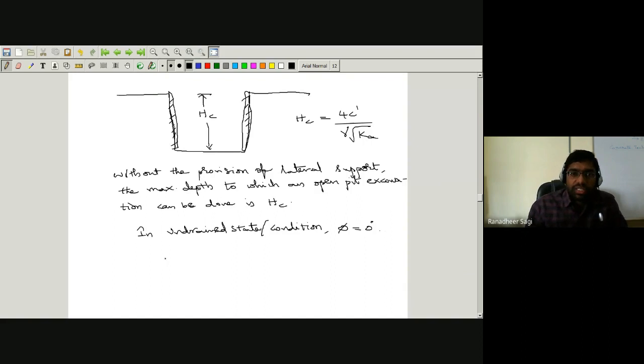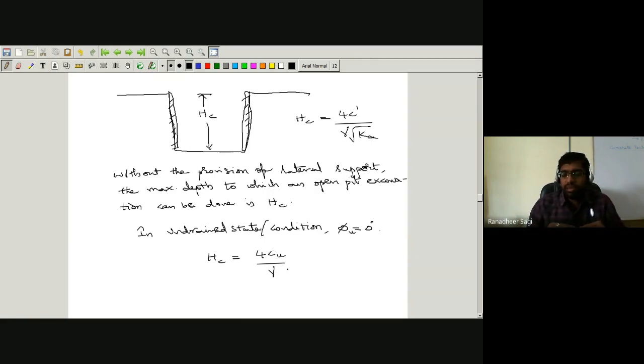Then for phi equal to 0, automatically what will be your value of Ka? Ka is 1 minus sine phi by 1 plus sine phi. So if I substitute phi equal to 0, the Ka value I will get is 1. And for Ka equal to 1, my expression is Hc equal to 4c, or in fact you will see the term as 4Cu, because if the soil is in an undrained state, your shear strength parameters are defined as Cu and phi u. Your phi u value is 0, and what you have is Cu, so 4Cu by gamma. That's how you get your expression.